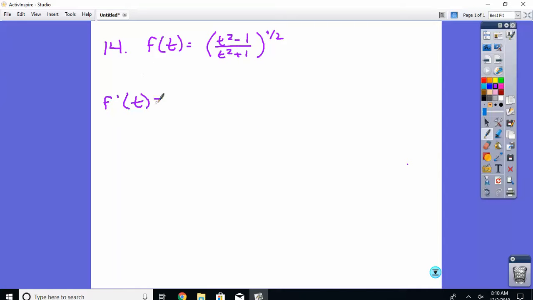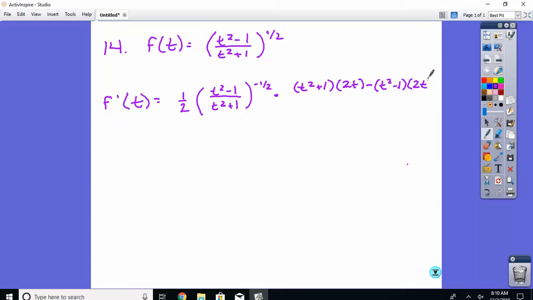Make sure when you do your derivative you are labeling, so it's f prime now. Exponent comes down, inside stays the same, subtract 1 from the power, so now it's a negative 1/2, times derivative of the inside. How do I do the derivative of this inside? Quotient rule. So low, d high, derivative of the top will be 2t, minus high, d low, derivative of the bottom would also be 2t, over low squared.